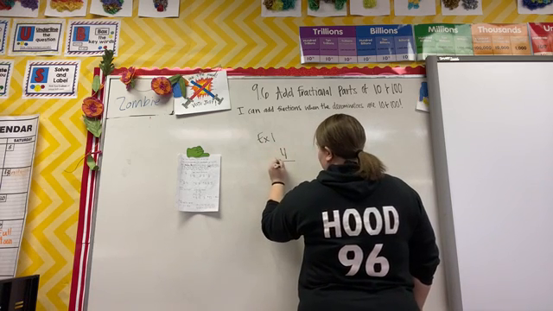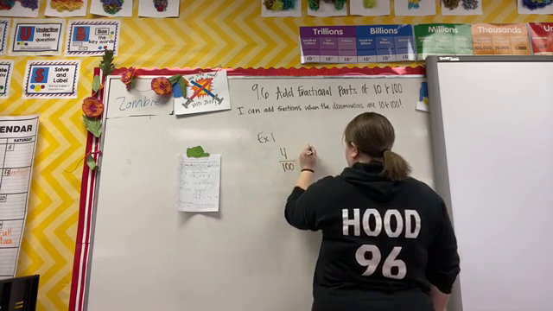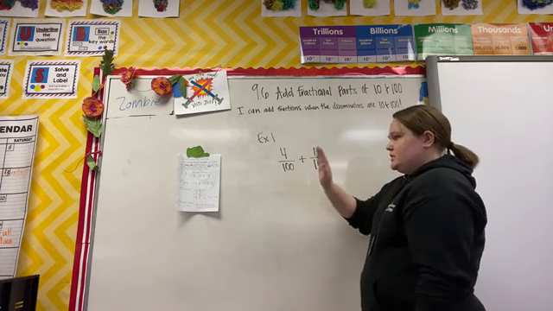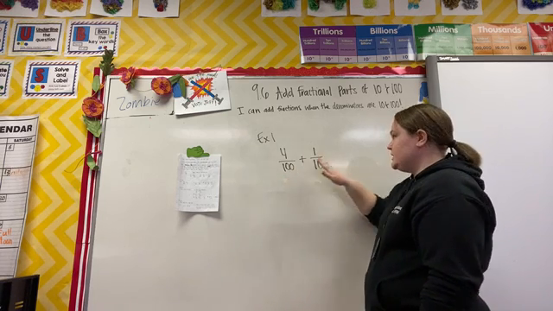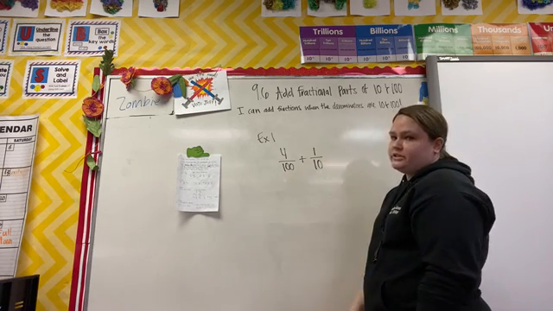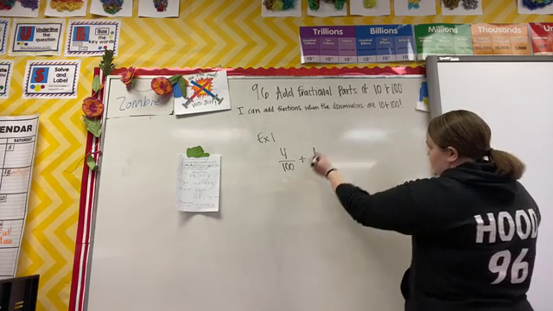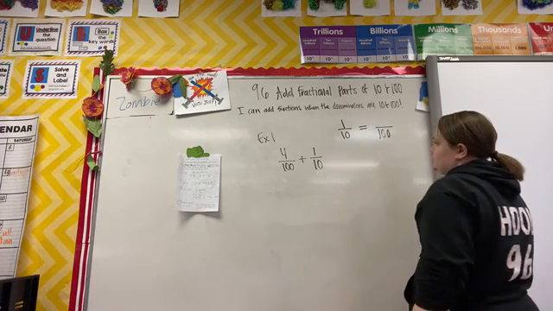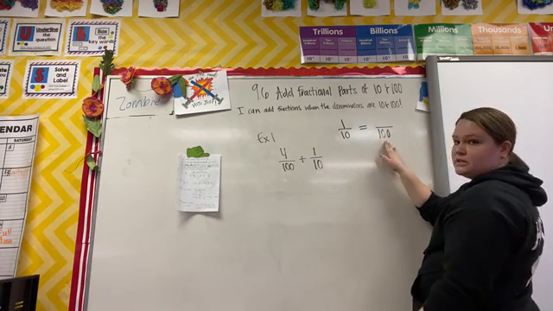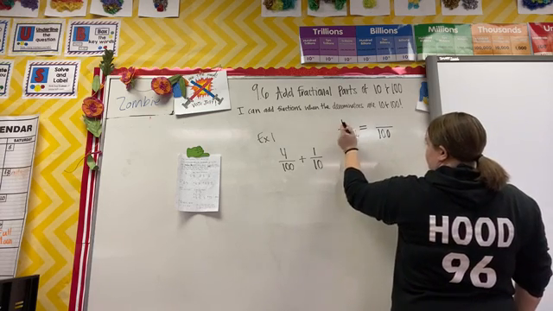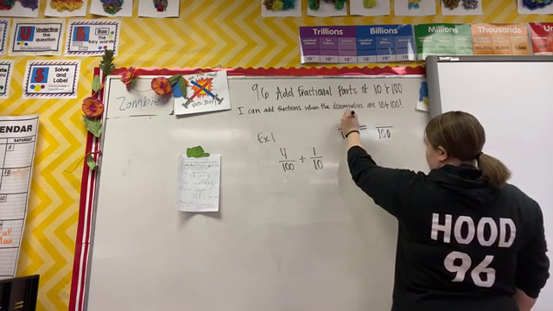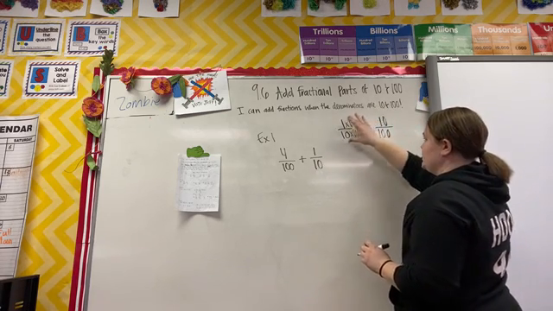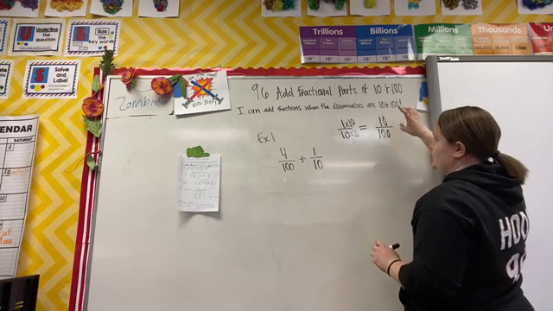I have 4/100 plus 1/10. It's always easier to add when they're in the hundredths place. So I want to make my 1/10 equivalent in 100. To do that, I'm going to write 1/10 equals something over 100. Okay, I'm going from smaller to bigger, so I'm going to times by 10. Whatever I do to the denominator, I do to the numerator. 1 times 10 is 10. Now I have equivalent fractions. 1/10 and 10/100 are equal.